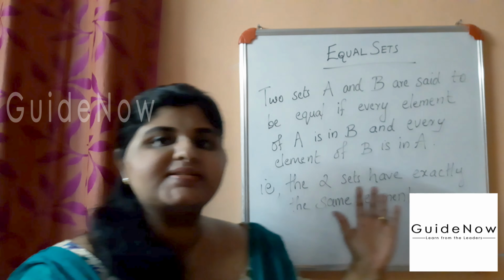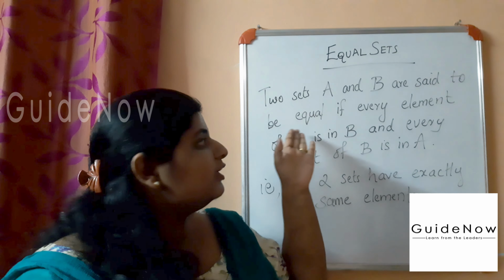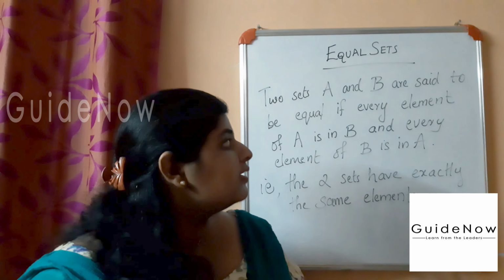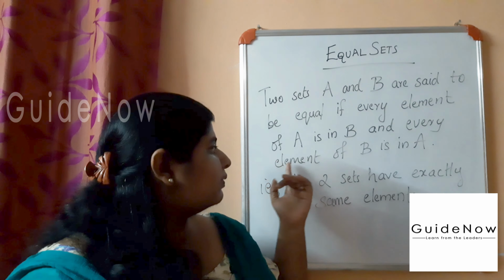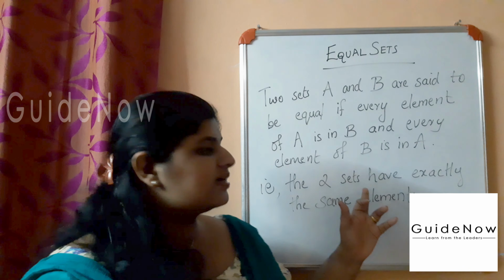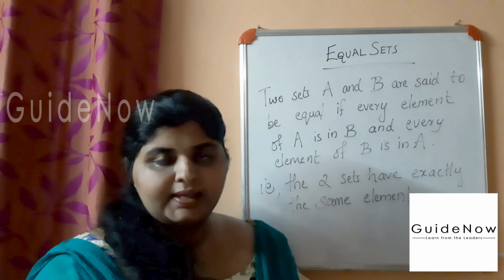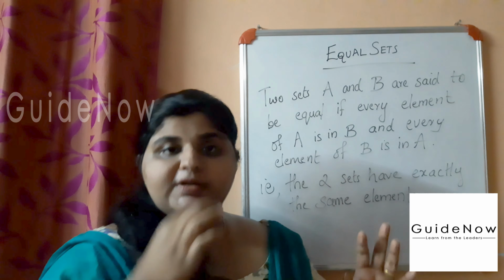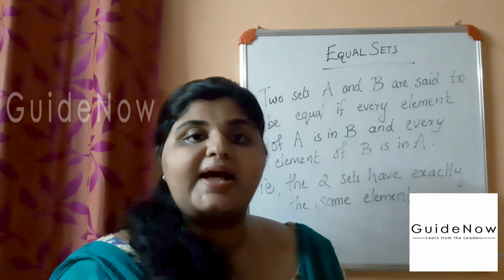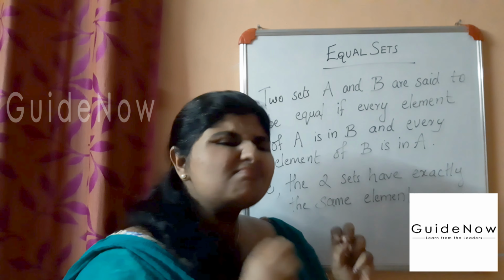Here the definition is given, just listen. Two sets A and B are said to be equal if every element of A is in B and every element of B is in A. That means the two sets have exactly the same elements. If A and B are two sets, both sets have the same elements. Let us discuss some simple examples now.